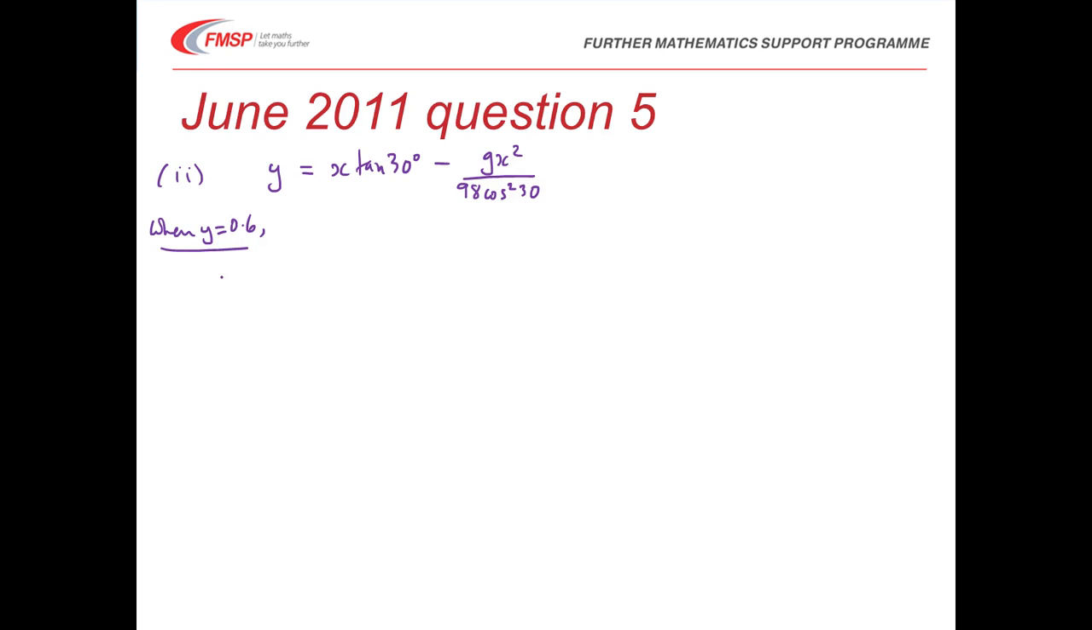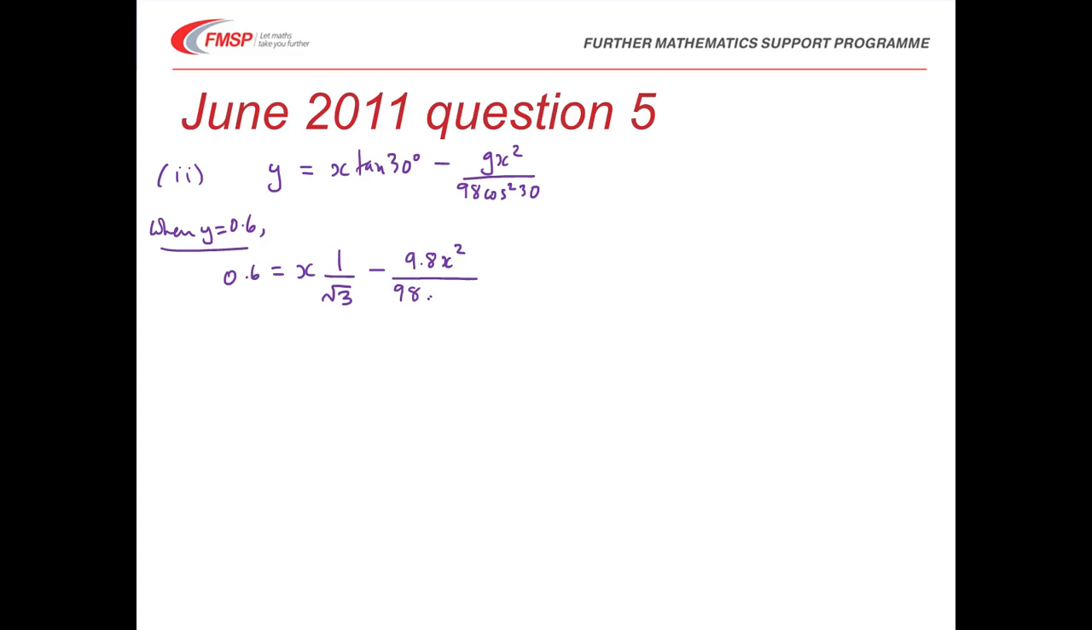Well, we're going to get 0.6 equals x. Now, tan 30 has an exact value. It's not to say that you couldn't do the rest of this calculation using decimals, but I'm going to use the exact values so that I get the best possible looking calculation and don't lose any accuracy. g is 9.8x squared. I've chosen to substitute that in because on the bottom there's 98.